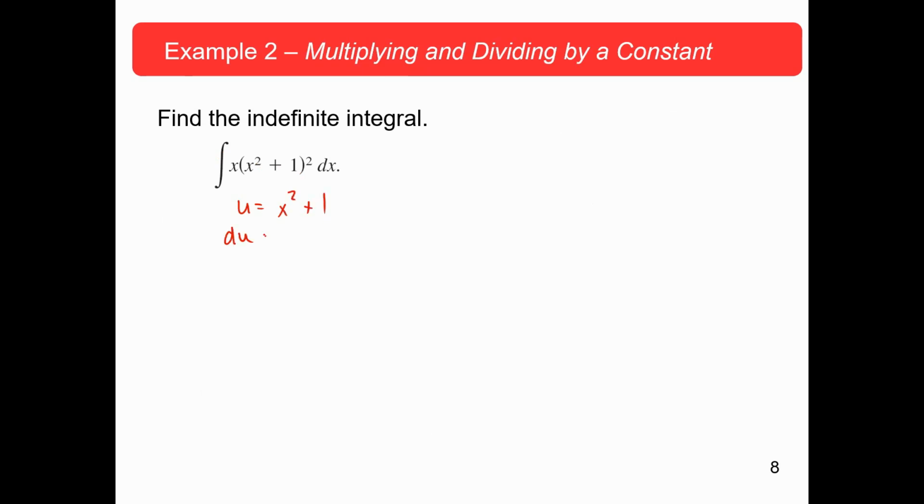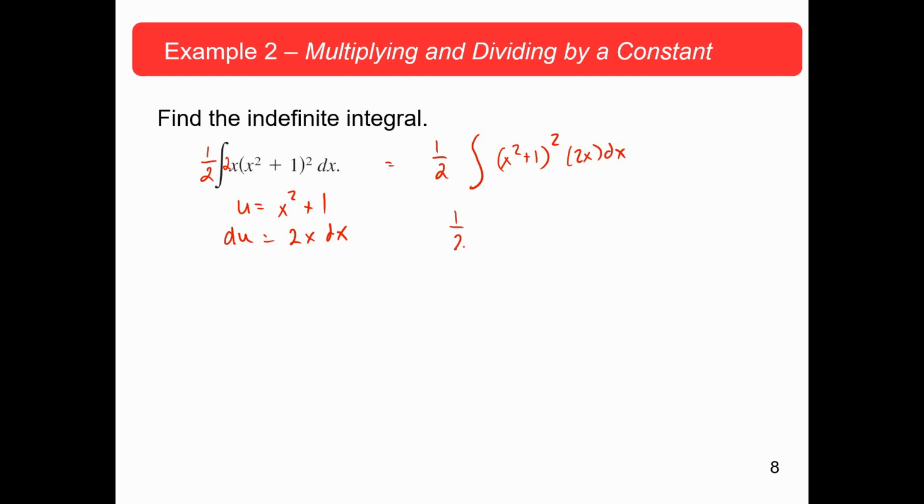We take the derivative, we get 2x dx. But here's the thing, I don't have a 2x dx, I've only got an x dx. So I can multiply by 2 and also divide by 1/2 on the outside of the integral. So what this gives us is 1/2 the integral of (x squared plus 1) squared times 2x dx.